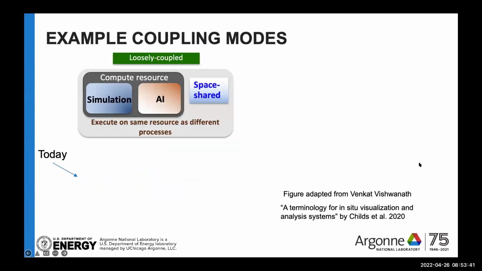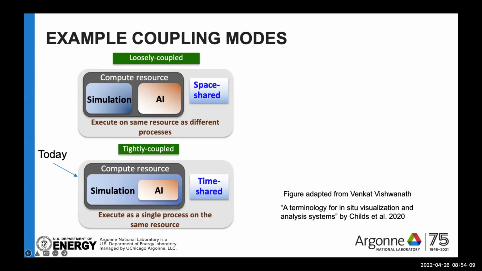And for some context, there are different ways to couple AI and simulations. This figure is adapted from Venkat Vishwanath in this paper, A Terminology for In-Situ Visualization and Analysis. So loosely coupling could be that you have AI and simulation on the same resource with different processes, so they're sharing space. A tight coupling could be that they're one process on the same resource and you're switching in time.